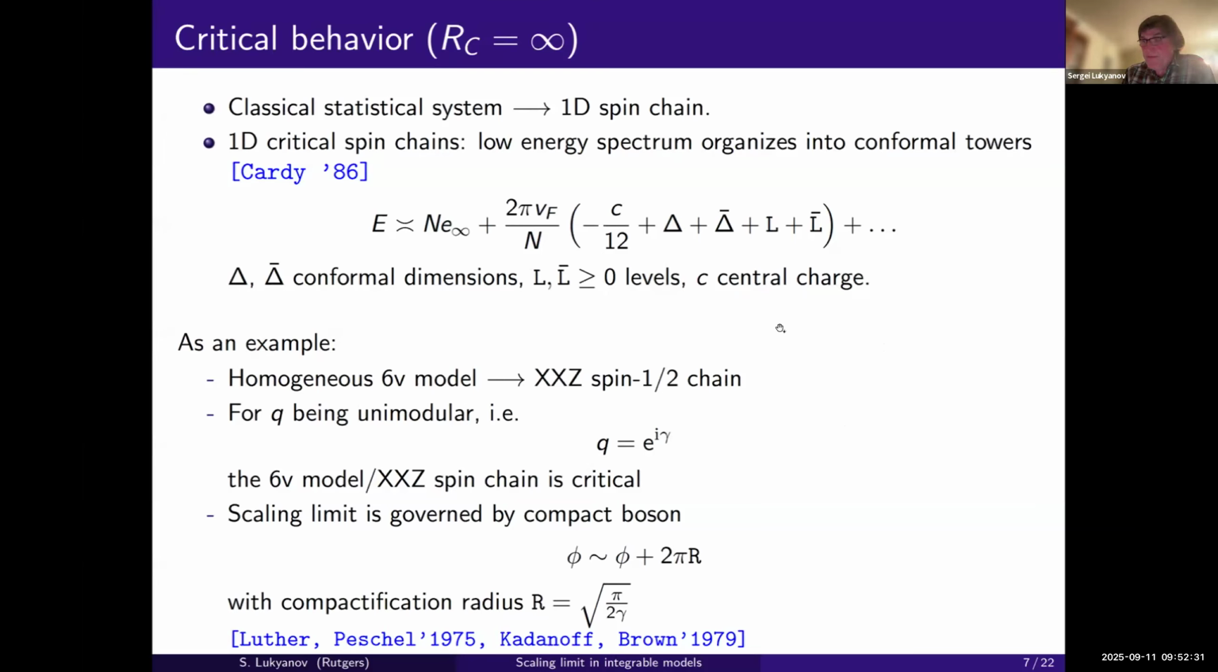Well, the archetypical example is a relation between the six-vertex model and the XXZ spin chain. So the system is critical when the anisotropy parameter is a unimodular number. And in this regime, the critical behavior is described by one compact boson with a compactification radius depending on the anisotropy parameter gamma. The formula is rather well known.